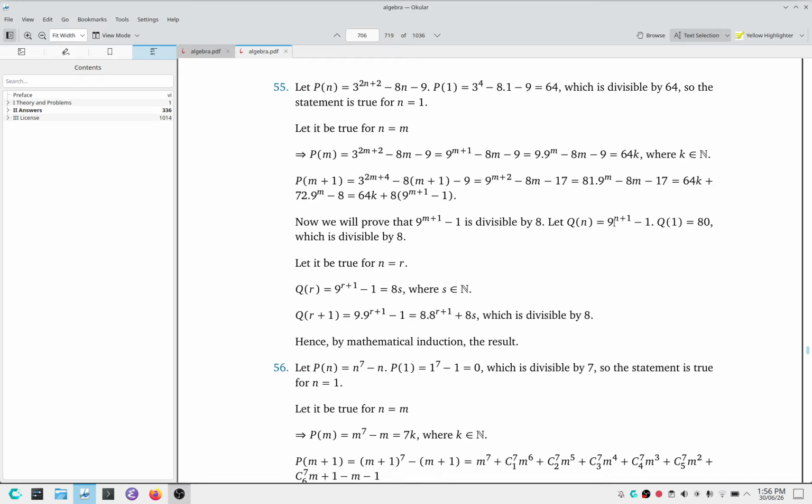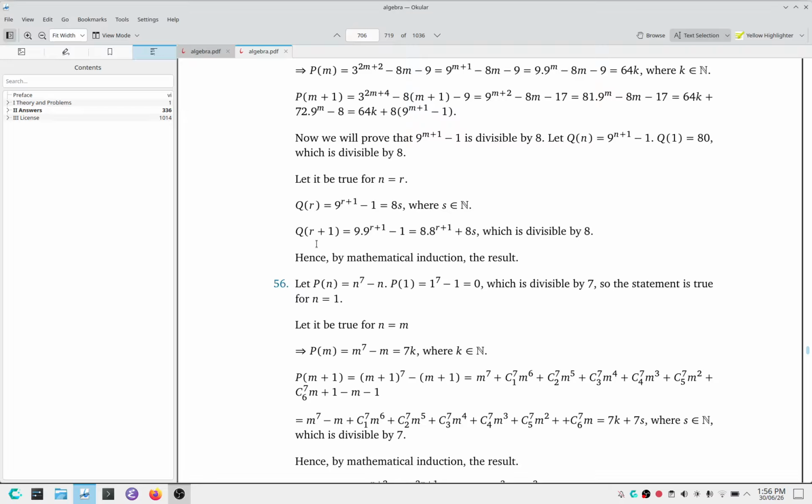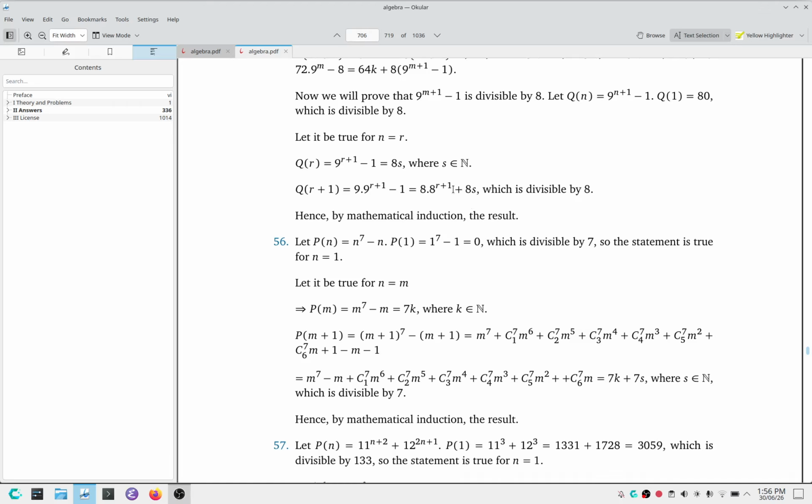We let Qn be equal to that expression, and we put n is equal to 1. We get 80, which is divisible by 8. Let it be true for n is equal to r. We get 9 raised to the power r plus 1 minus 1 is equal to 8s, where s is in the set of natural numbers. So Q(r plus 1) is 9 times 9 raised to the power r plus 1 minus 1, which is equal to 8 into 9 to the power r plus 1 plus 8s, which is divisible by 8, and hence by induction we have the proof.